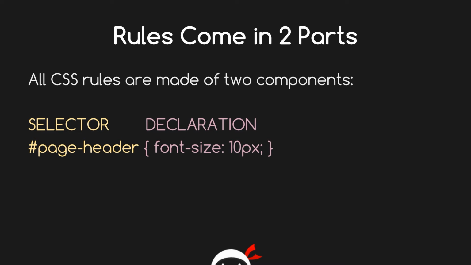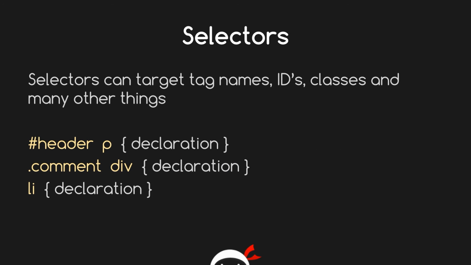And on the right is the declaration. This is where we apply visual properties to it. In this case, I've said I want the font size to be 10 pixels. So everything within the page header div is going to have a font size of 10 pixels. Now, selectors can target a multitude of things, tag names, IDs, classes, and many other things. I don't want to get too bogged down by that now because we're going to go into that in more depth later on in different videos. For now, I just want you to understand the basic syntax of how we format rules.